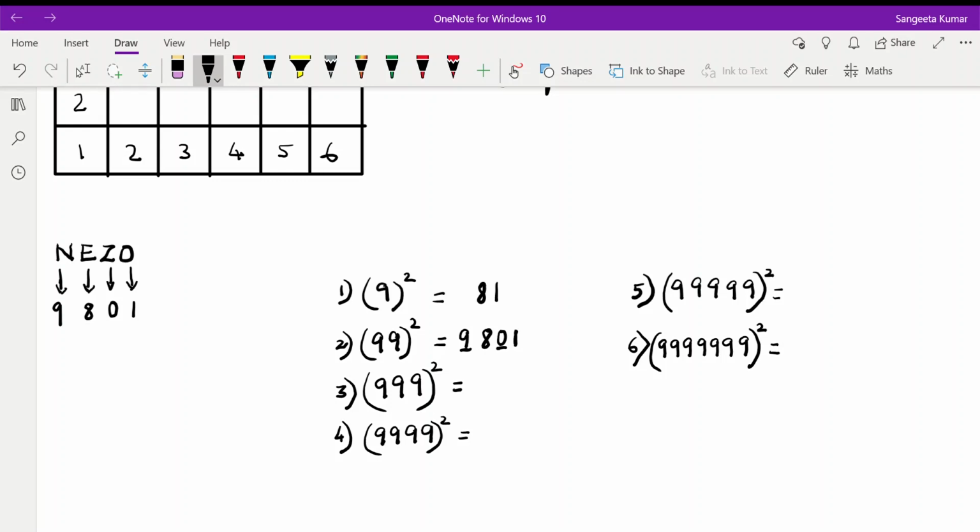Now please listen to what I have done here. If there are two nines, the answer will have a single 9. 8 and 1 will be written in all the products only once. 0 will always occupy the place between 8 and 1. And 9 will take the starting position.